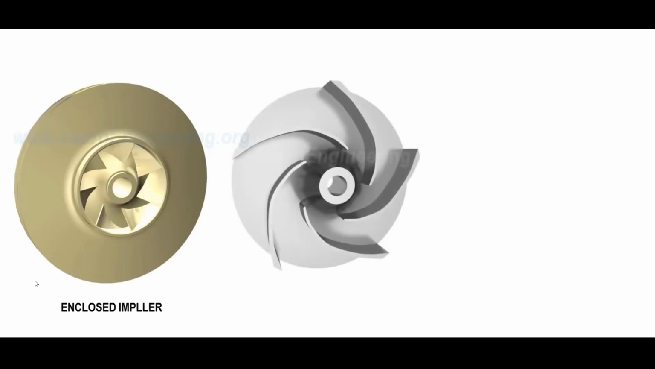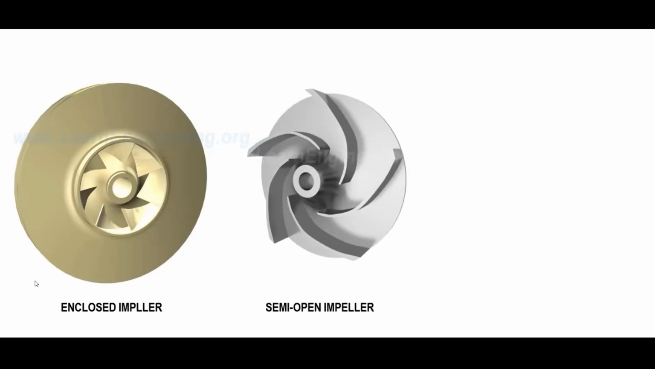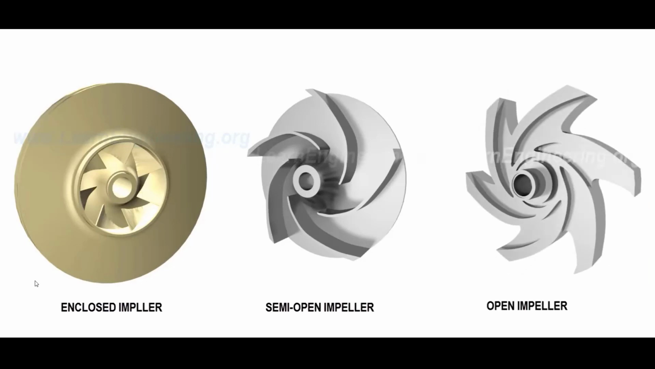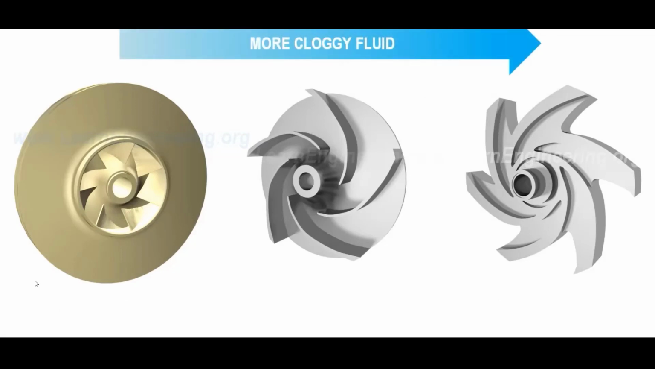The current impeller type is enclosed. Semi-open and open impellers are also in use depending upon application. If the working fluid is cloggy in nature, it is preferred to use an open kind of impeller, but they are slightly less efficient.